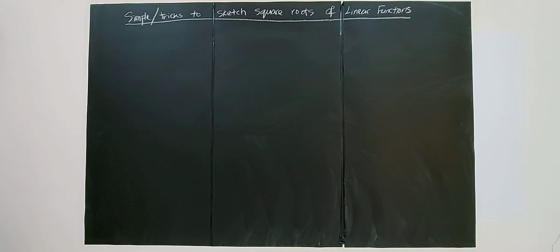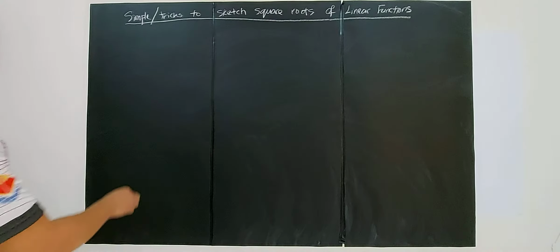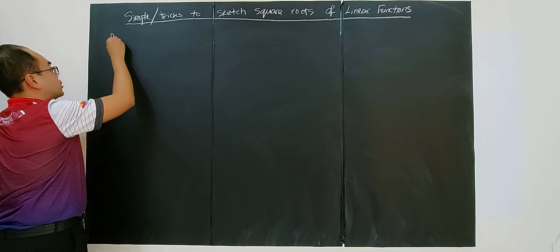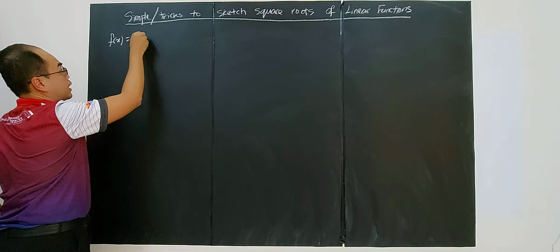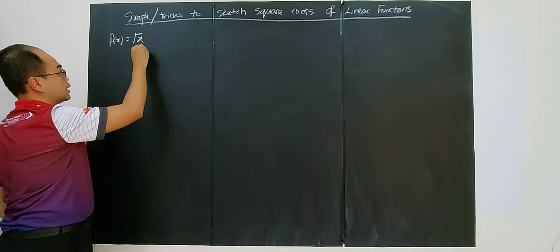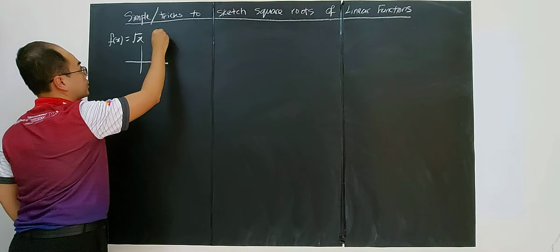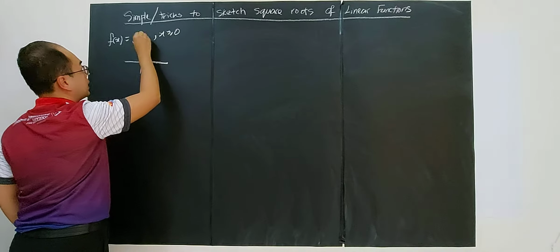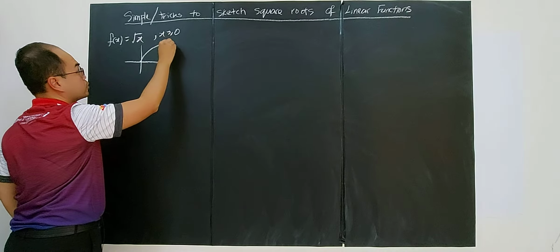In this video, we're going to talk about the simple tricks to sketch a square root of a linear function, right? As you know, the square root function is square root of x. In the previous video, I discussed that the graph will always be at least 0. The graph will be going this way, right?